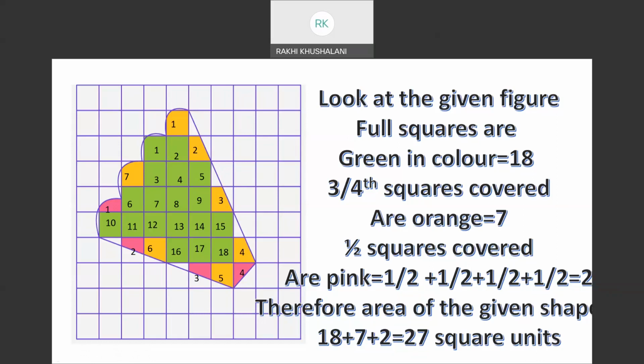3/4 squares covered are orange. Like I discussed with you, 1, a small portion is remaining, 2, it is more than half, somewhere around 3/4. 3, yes, somewhere around 3/4. Same with 4, same with 5, same with 6, same, of course, 7 I had told you. So 3/4 squares covered are orange and they are 7 in number.